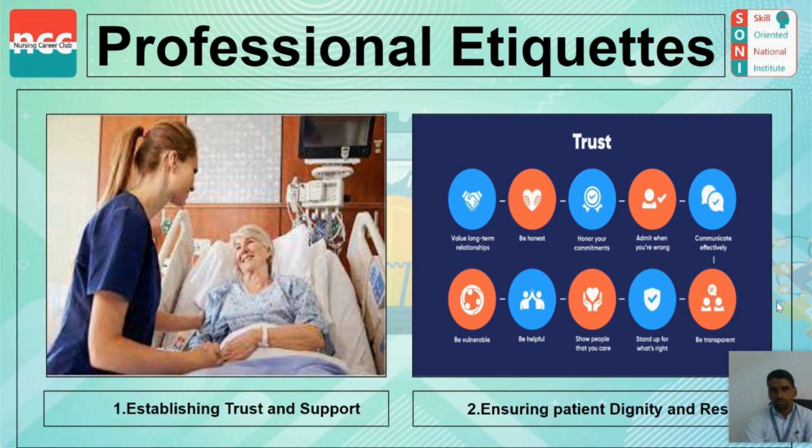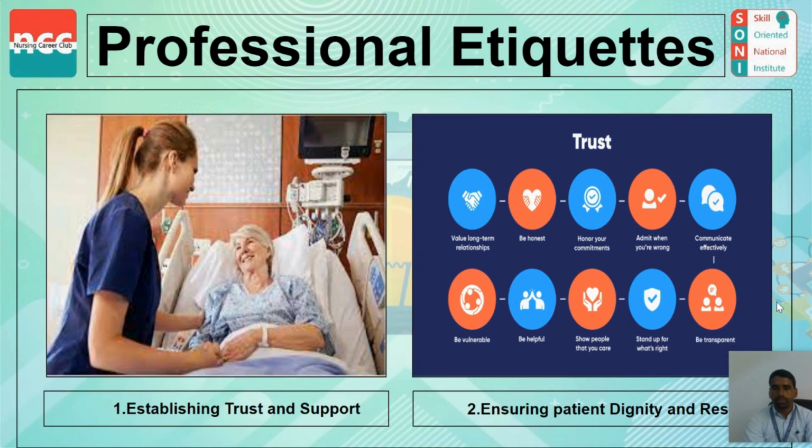Professional etiquettes. There are many professional etiquettes. First one is establishing trust and support. We should establish trust in the patients, so that a patient can maintain his well-being and good health, and he can think positive at any time. And what is support? Support is such a thing that can be done at any time for each and every individual at any step. So support is a mandatory thing to maintain well-being and good health.